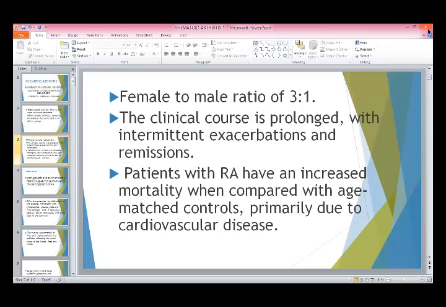The disease is characterized by chronic illness involving mainly the small joints of the hands, the peripheral joints, occasionally large joints, and is characterized by exacerbations and remissions. Now, the patients with rheumatoid arthritis have an increased mortality when they are compared with age-matched controls, primarily due to the cardiovascular disorders.